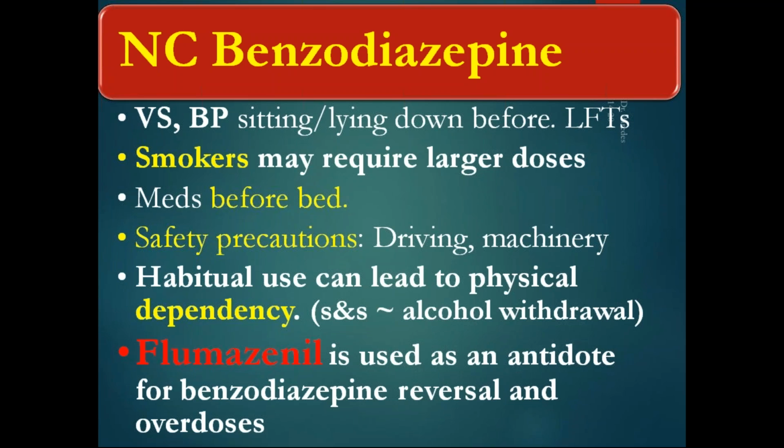Dependency: with habitual use of benzodiazepines, if you use them for 2 to 4 weeks, that is going to make you dependent on this medication. So you need to do a tapering. How long is it going to last? About the same length, 2 to 4 weeks. Flumazenil, another high yield for NCLEX, is the antidote for the excess of benzodiazepines.